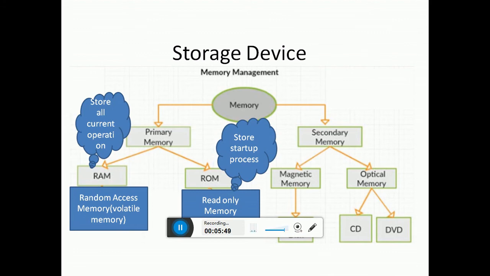Then next we have secondary memory. In secondary memory there are two types of memory. First one is magnetic memory, and next we have optical memory. Magnetic memory, nowadays we can say floppy disk, is no longer used because its storage capacity is very low.